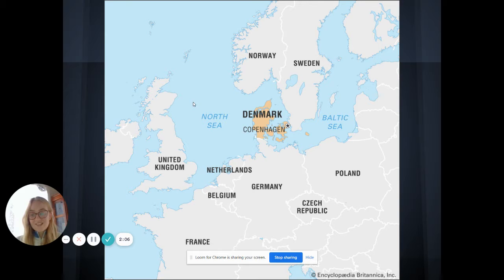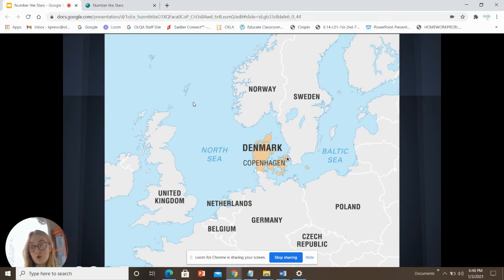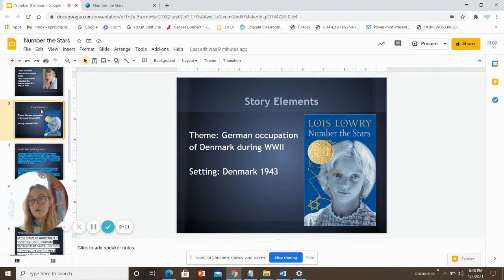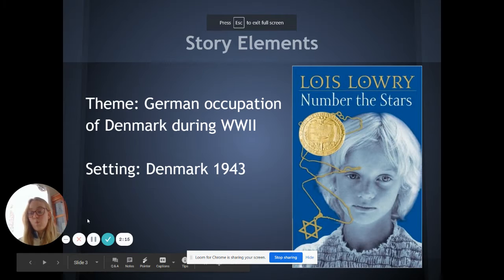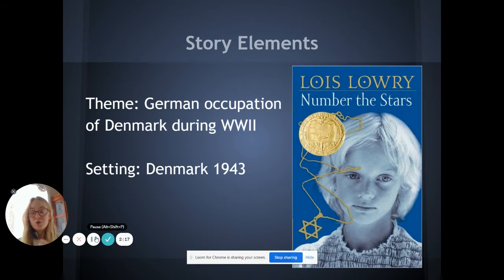With that being said, during World War II, which was in 1943, there was a lot going on, and Denmark took a neutral position, which means they did not take a side on the war. The World War had many, many countries involved, and Denmark really did not want to be a part of it. However, it was difficult and kind of inevitable that they would be a part of it because there were a lot of countries around them that were taking a side.